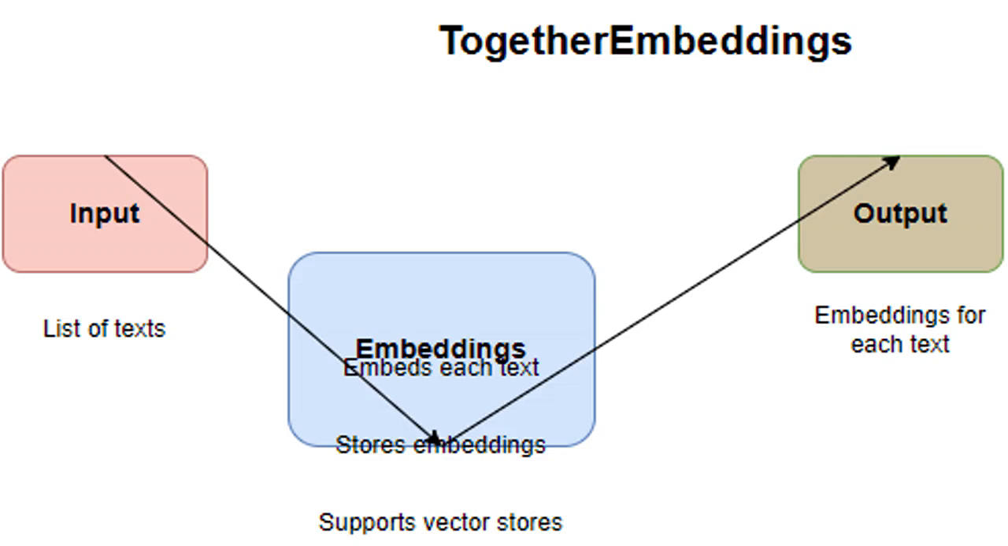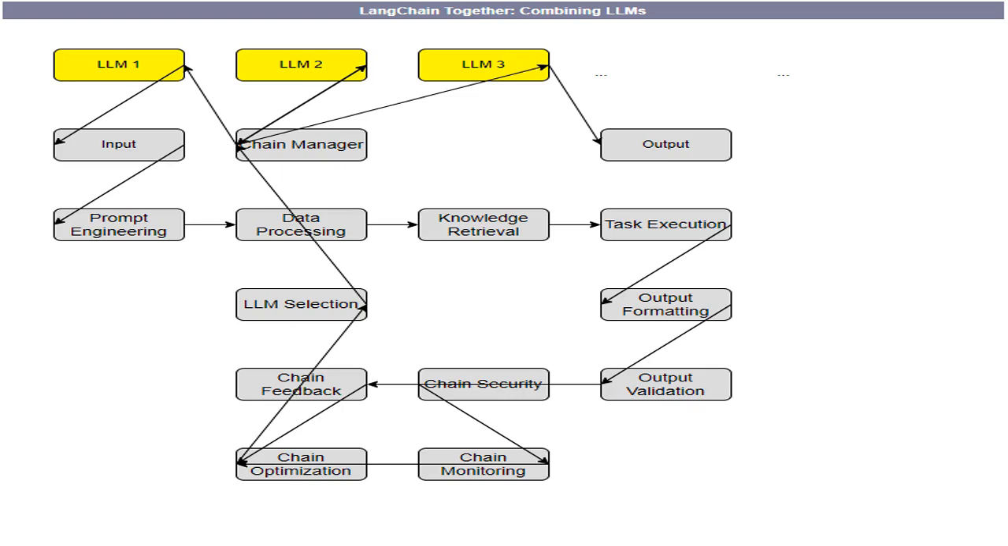Output. Provides the embeddings for each text as output. Receives embeddings from the embeddings component and outputs them to the user. Receives embeddings from the embeddings component and provides them as output.